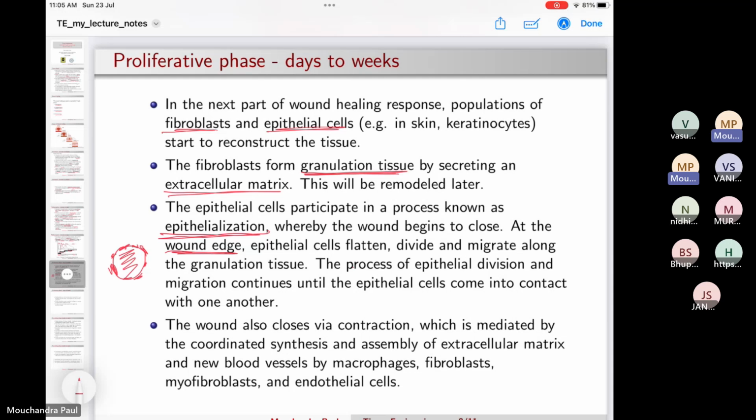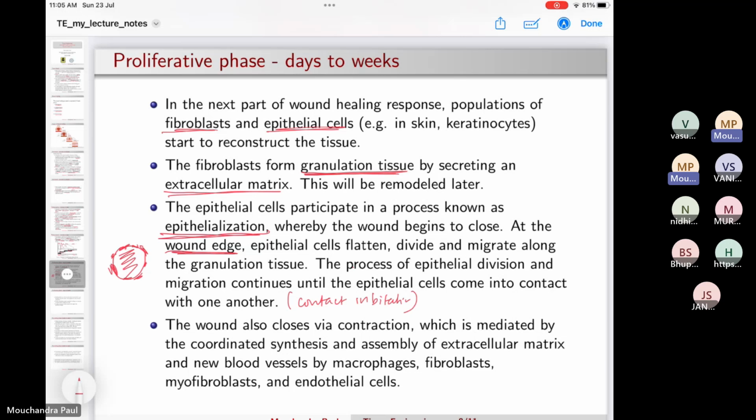This process of epithelial division and migration continues until the epithelial cells come into contact with one another. So the contact inhibition process is helping in stopping any more migration or division. Once the cells are in contact, there is no more division and no more migration of the epithelial cells. And now the cells have understood that the wound area has been covered.